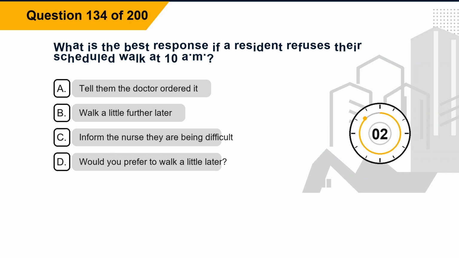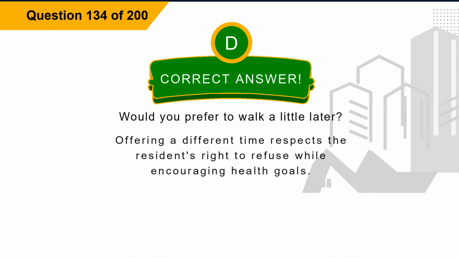Option D, would you prefer to walk a little later? The correct answer is option D, would you prefer to walk a little later? Explanation. Offering a different time respects the resident's right to refuse while encouraging health goals.